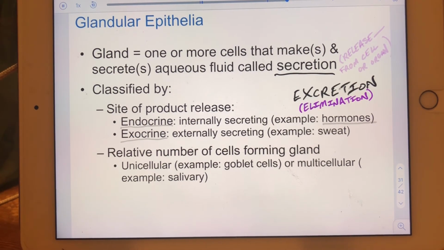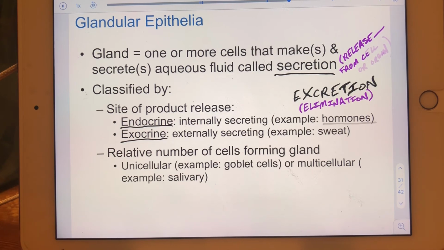Okay, so excretion is always going to include some secretion, but not all secretion is toward the goal of excretion. Anywho, we have two major types or classes of glands. We have endocrine glands and exocrine glands, and we need to know all the differences that they typically feature.